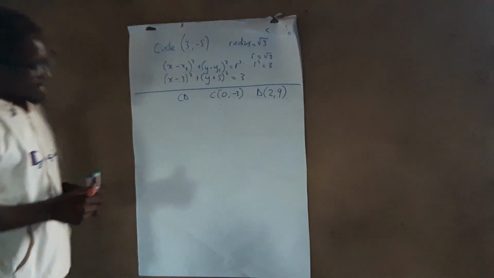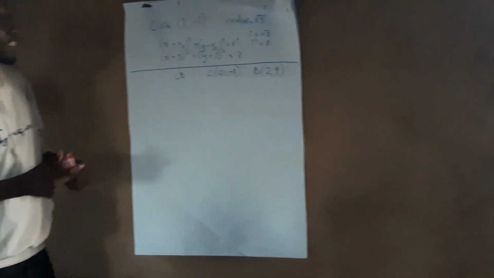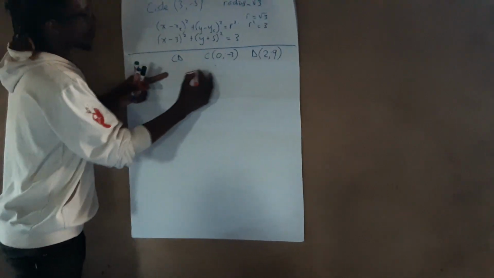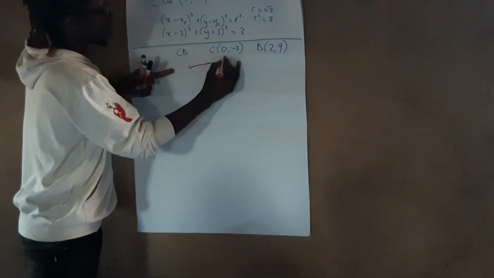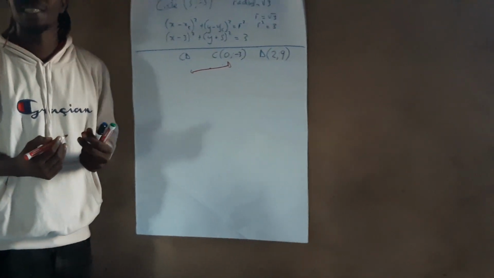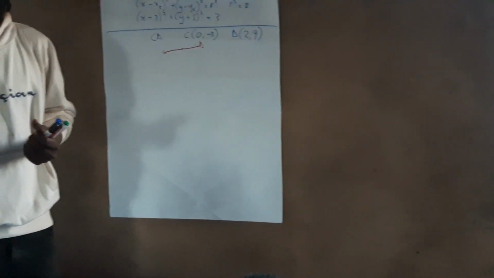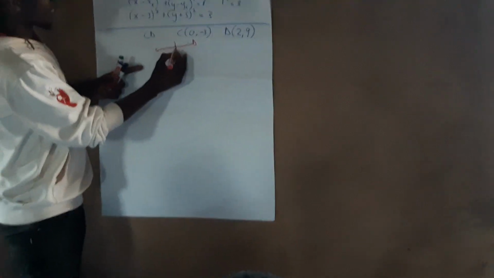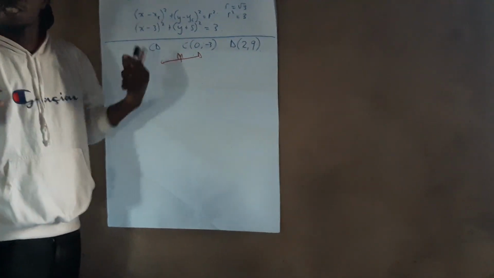So what are we trying to say? It means that our diameter is something like this. So this is our C, this is our D. So to find the radius, what do we do? We find the midpoint of the line, right? So this is the midpoint. The center will be the midpoint of the diameter, right?